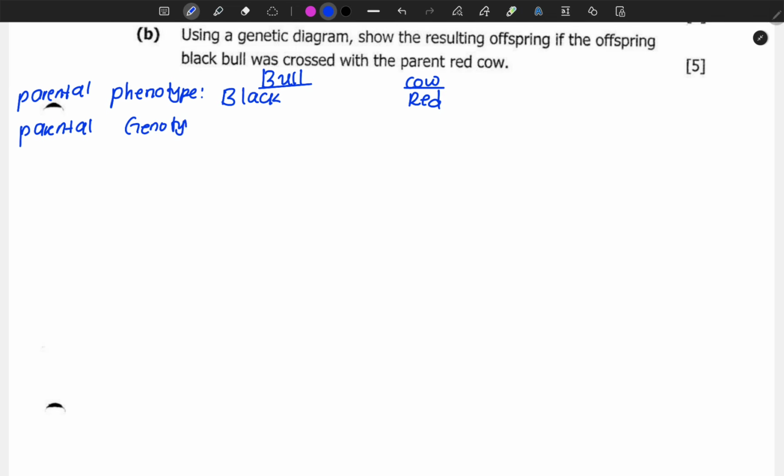So we've got a bull here and a cow. As usual, parental phenotype. Here we can just say black, and here we have to say red. Number 2, parental genotype: black is capital B, another capital B, and red is small b, another small b. Then parental gametes, you split these letters.